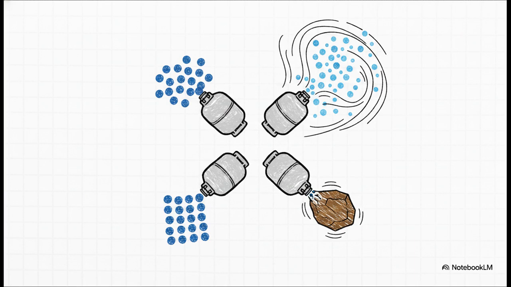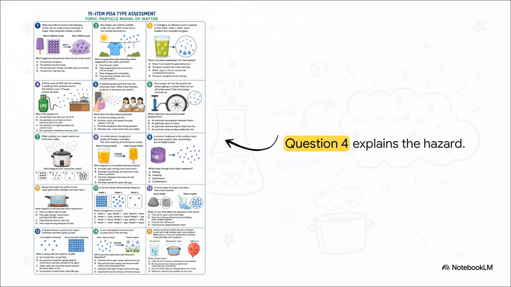A. Gas particles stay only near the tank. B. Gas particles move freely and can spread quickly in a room. C. Gas particles are tightly packed and cannot move. Or D. Gas particles instantly turn into a solid upon leaking. Think back to the social behavior of gases we talked about earlier. And the correct answer is B.